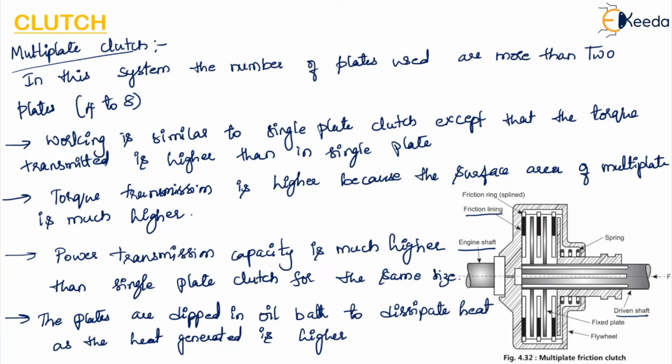So as the power transmission capacity is more, heat will be generated. To dissipate this heat, these plates are dipped in an oil bath. So this is all about the multi-plate clutch. The next type of clutch is the cone clutch. That is a friction clutch.